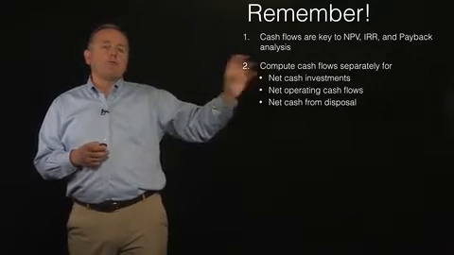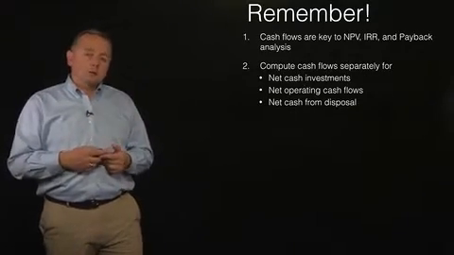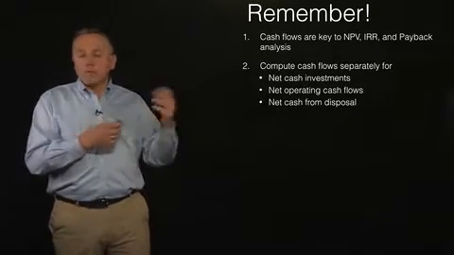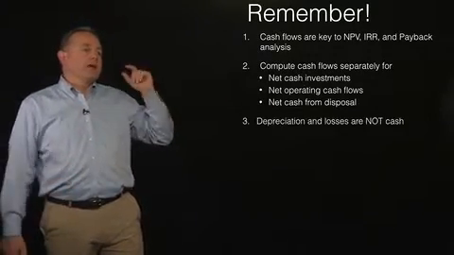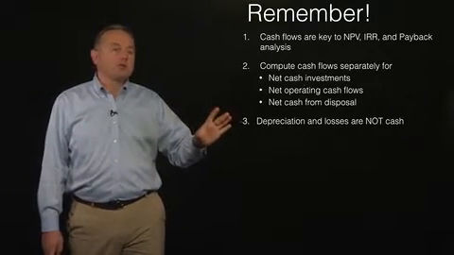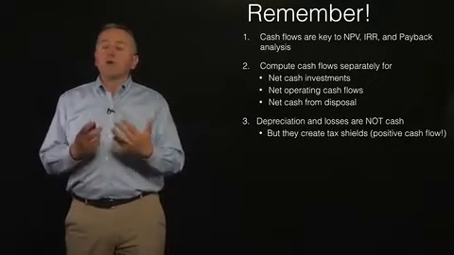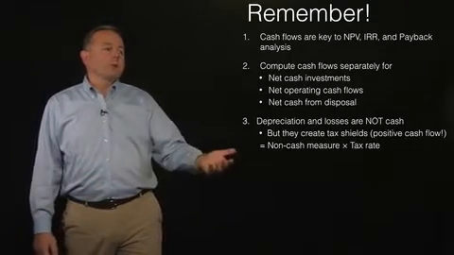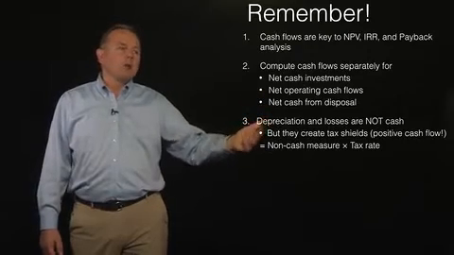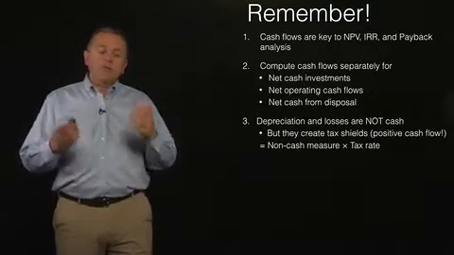The cash that I pay for the initial investment, the cash I receive or pay out during the operations, during the life of the investment, and the cash I may be receiving when I unwind the investment and dispose of it. Now, depreciation and losses are not cash. These are non-cash events. But depreciation and losses create tax shields, and that's a positive cash flow. So remember this formula, that non-cash measure is a depreciation amount or is an amount of a loss. You multiply that by the tax rate, and that's a positive cash inflow for you, known as a tax shield.